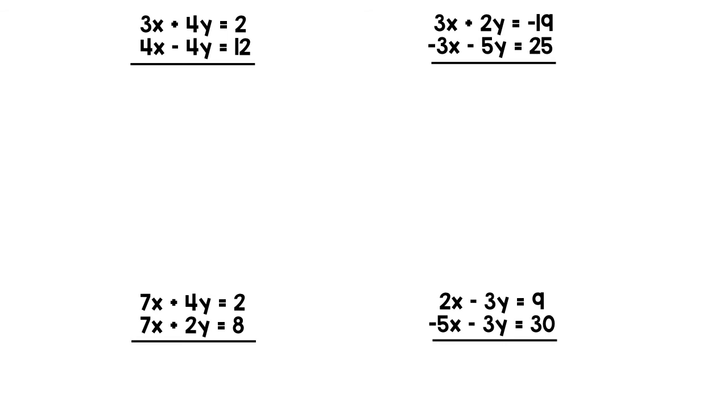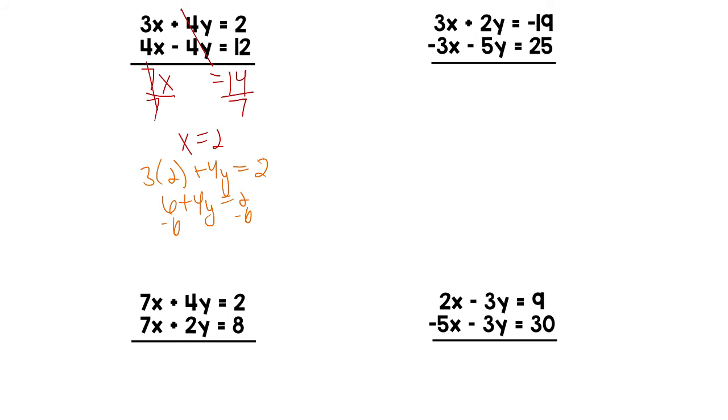All right, we have 4y and minus 4y. So when I add these together, those cancel. And 7x is 14. I can divide by 7, and x is 2. I plug it back in, and I get 3 times 2 plus 4y is 2. So 6 plus 4y is 2. Subtract that 6. 4y is negative 4. I divide, and I get y is negative 1.